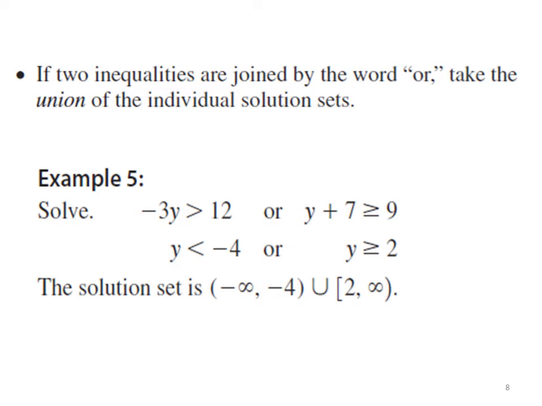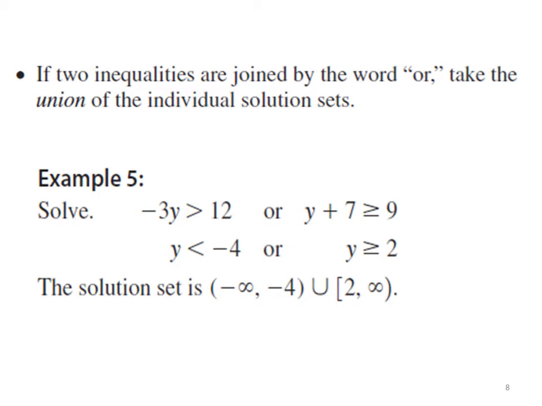For the solution of the first inequality, we want to divide by -3. -3 is a negative number, so we have to change the direction of the inequality. -3y divided by -3 is y. Greater than becomes less than, and 12 divided by -3 is just -4. This is the solution of the first inequality. Or when we subtract 7 from both sides in the second inequality, we get y is greater than or equal to 9 minus 7, which is just 2.